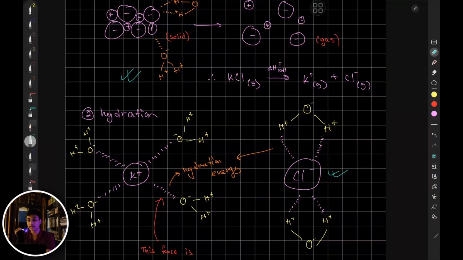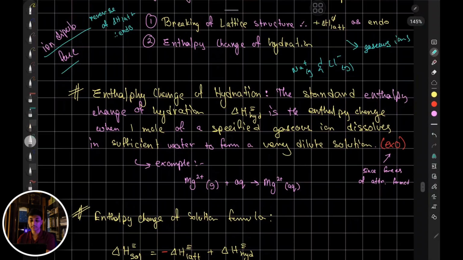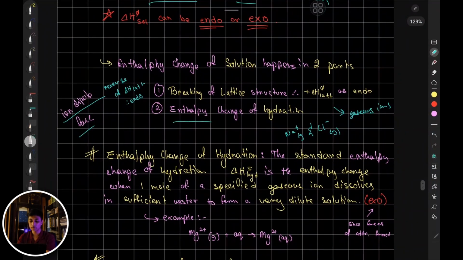So the chlorine ion will form a bond with the hydrogen ions. This is called ion-dipole attraction or force. This formation releases energy, and this becomes the enthalpy change of hydration, where ion-dipole forces of attraction are formed between water molecules and the gaseous ions.